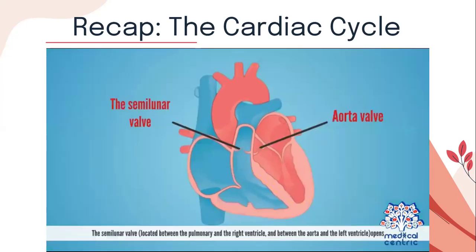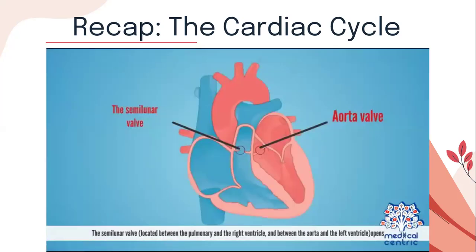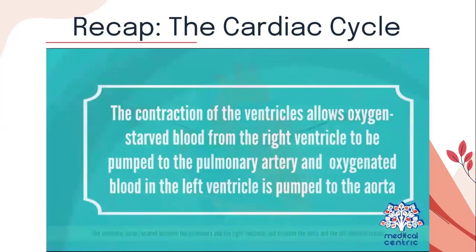The semilunar valve, located between the pulmonary artery and the right ventricle, and between the aorta and the left ventricle, opens. The contraction of the ventricles allows oxygen-starved blood from the right ventricle to be pumped to the pulmonary artery, and oxygenated blood in the left ventricle is pumped to the aorta.